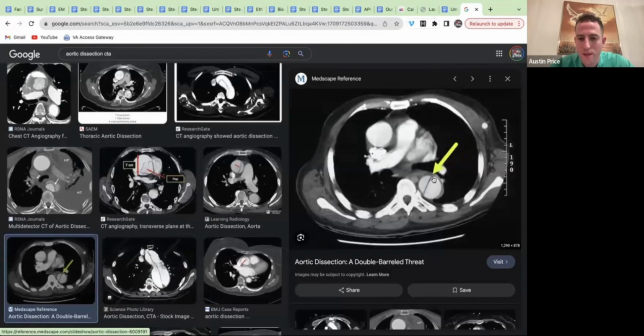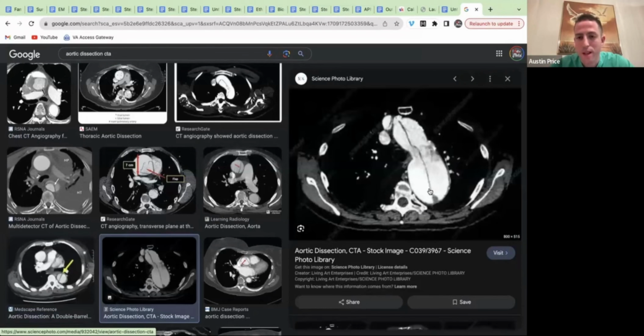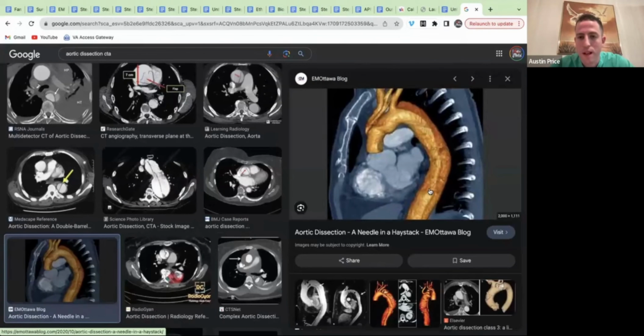Does this help you at least get familiar with identifying the dissection flap there? That's super, super critical. If you're on rotations, in residency, or even on the exam, I've seen them actually test this with the dissection flap. You 1,000 trillion percent need to be able to identify that.